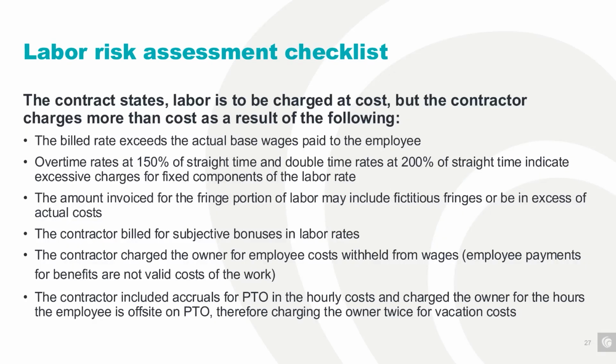Another common issue we see is when the contract specifies that labor should be billed at cost, but the contractor actually charges more. Bob touched on this in previous slides, but I'll just give a quick run through. So the contractor may charge more than the actual cost if the rate billed is higher than what the employee actually earns. Also, overtime and double time rates could be applied incorrectly. Fringe benefits, as Bob mentioned, may be inflated. And we've also seen that some subjective bonuses are included in the labor rates.